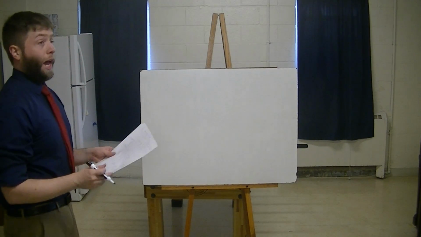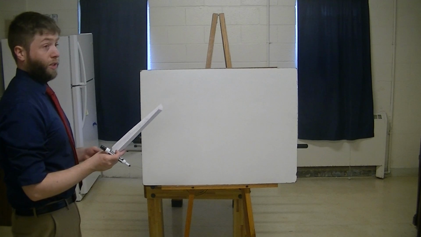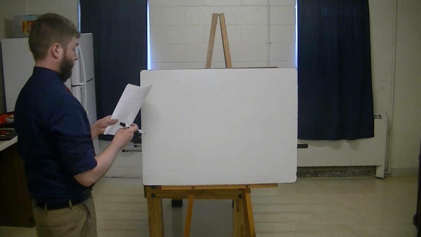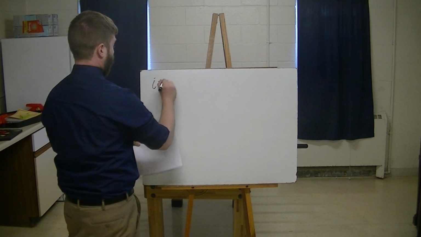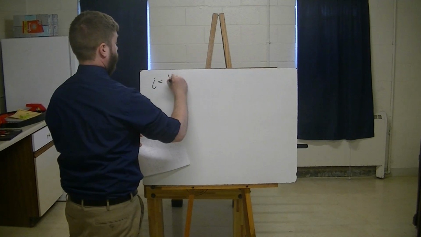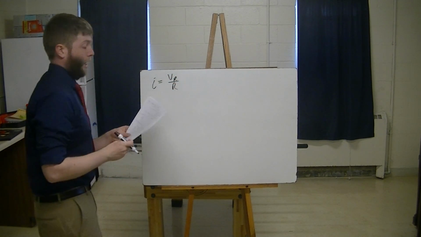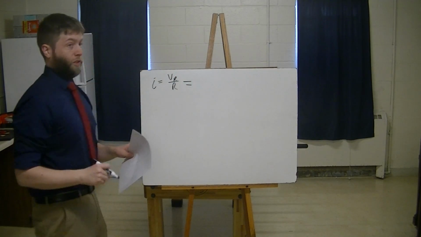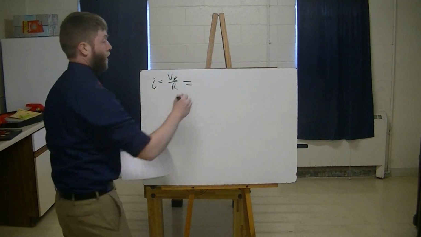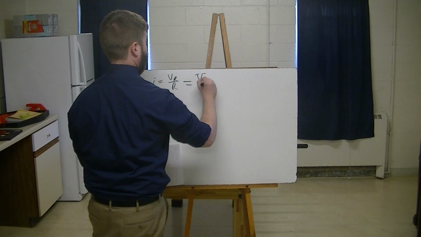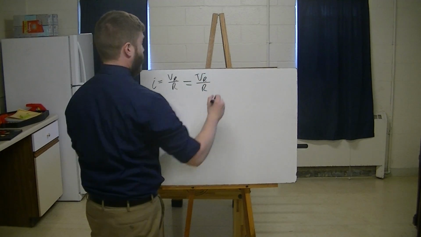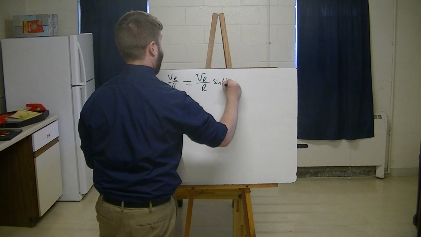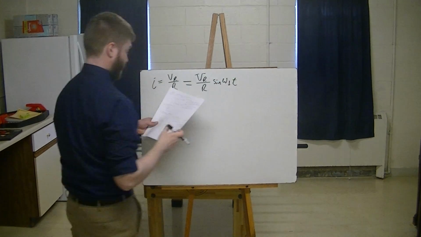Now let's take a look at the current across the resistor. The current would be equal to the voltage across the resistor divided by the resistance. So if I replace the voltage in the resistor with what I just had, that's going to be the amplitude of the voltage divided by the resistance, the sine of omega dt. Okay?